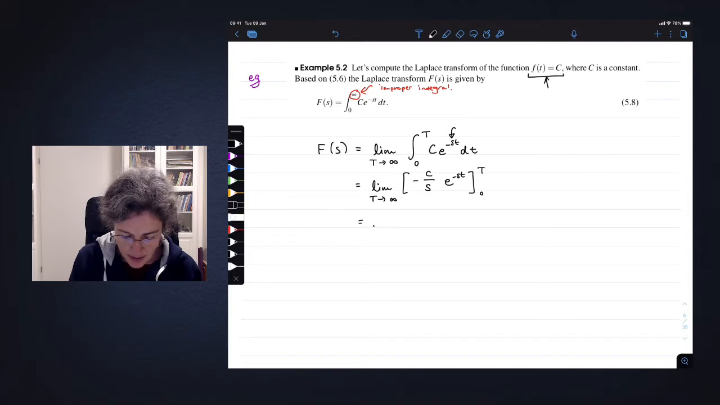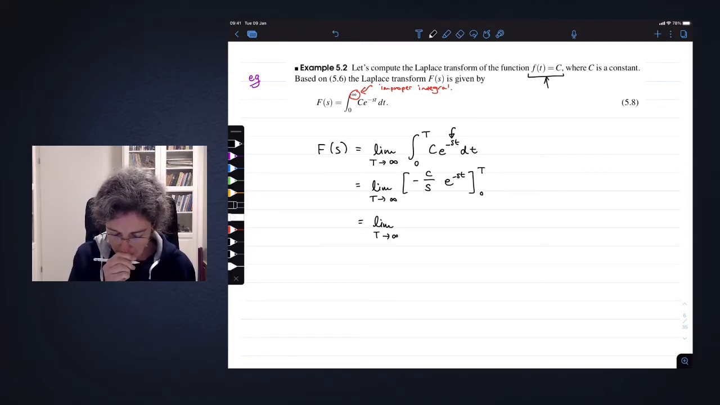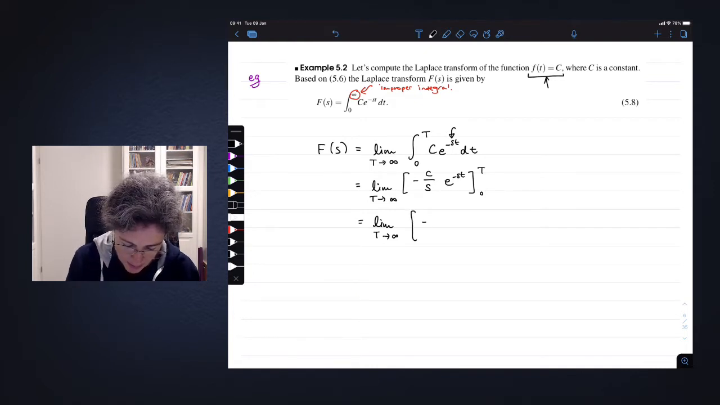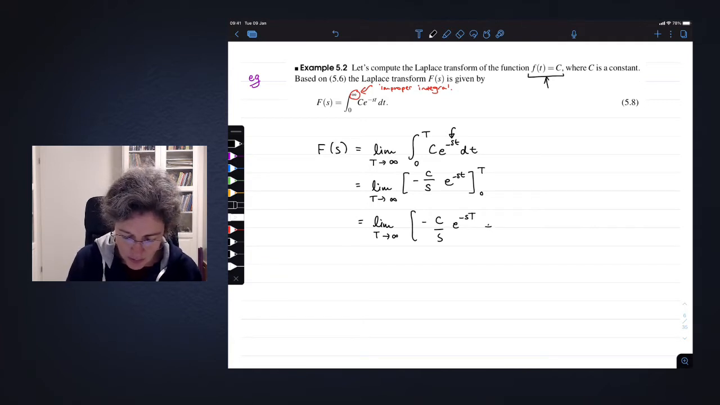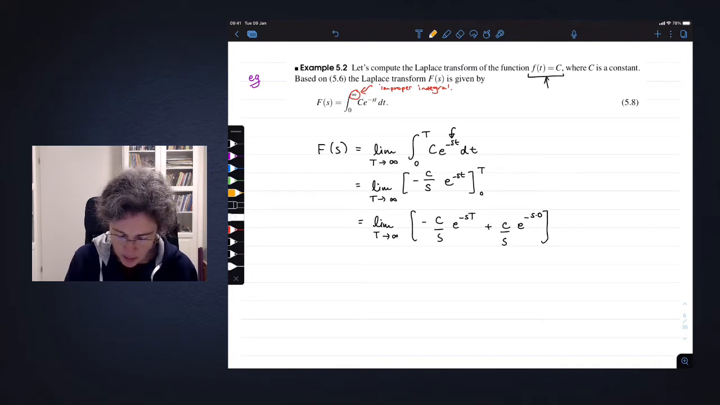So let's plug in our limits of integration. We're going to get minus c over s e to the minus s big T, minus minus, so that's going to be plus c over s e to the minus s times 0. Okay, so let's just do a quick look at each of these terms. s times 0 is 0, so this is e to the 0. So this term becomes 1, so this is just c over s.